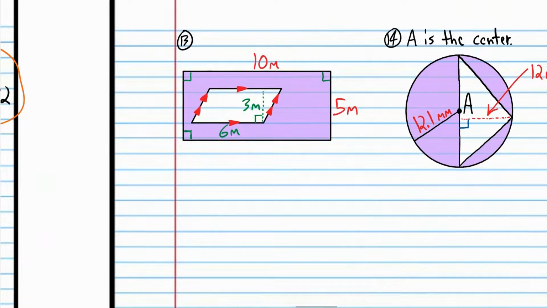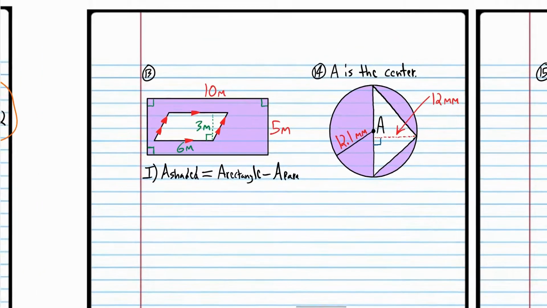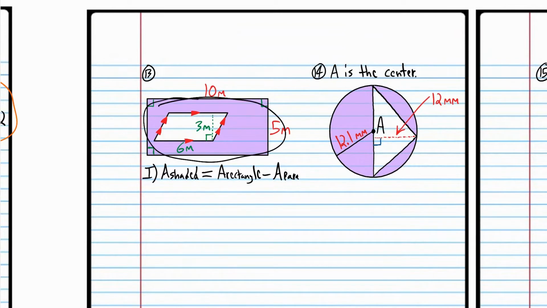This one's going to be a little different. The area of the shaded region is the area of the rectangle minus the area of the parallelogram. And this is something that really kind of confuses students. You have to find the total area of the whole thing, then subtract the area of the parallelogram, and that gives you the area of the shaded region. A lot of students really don't like that.